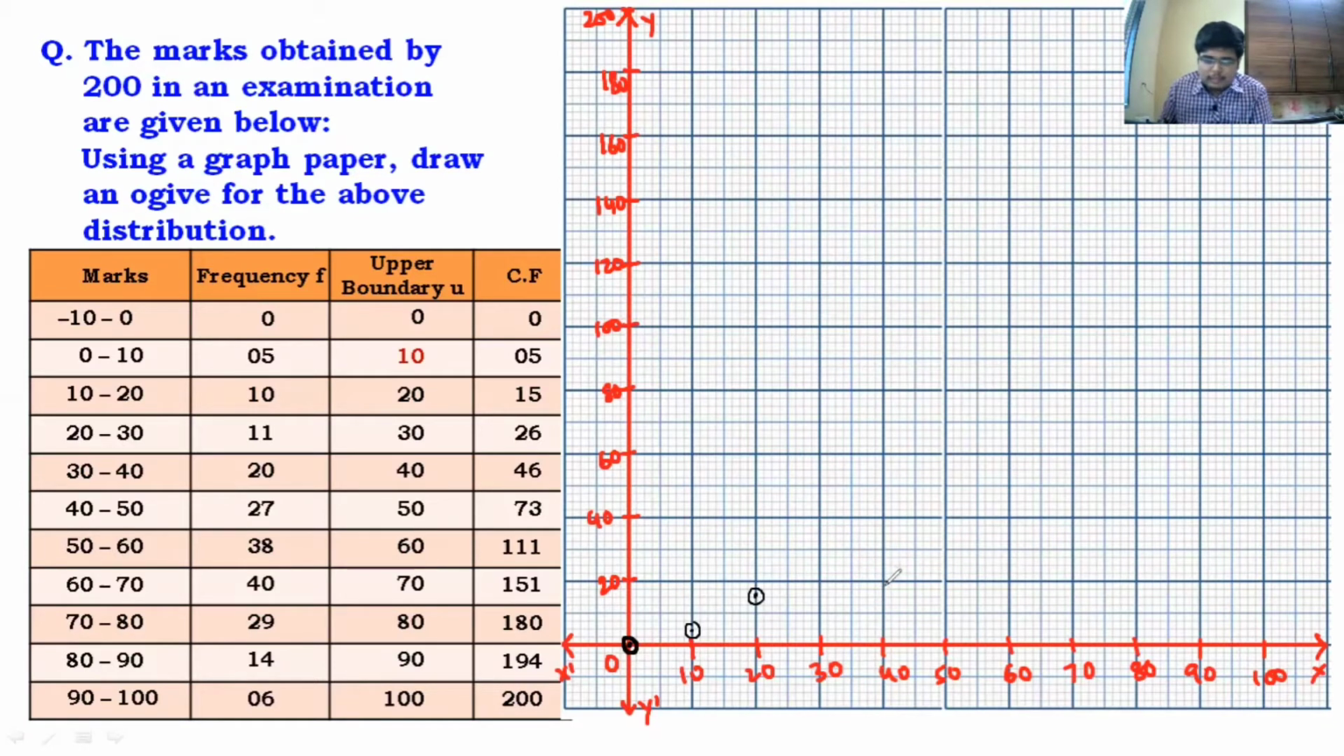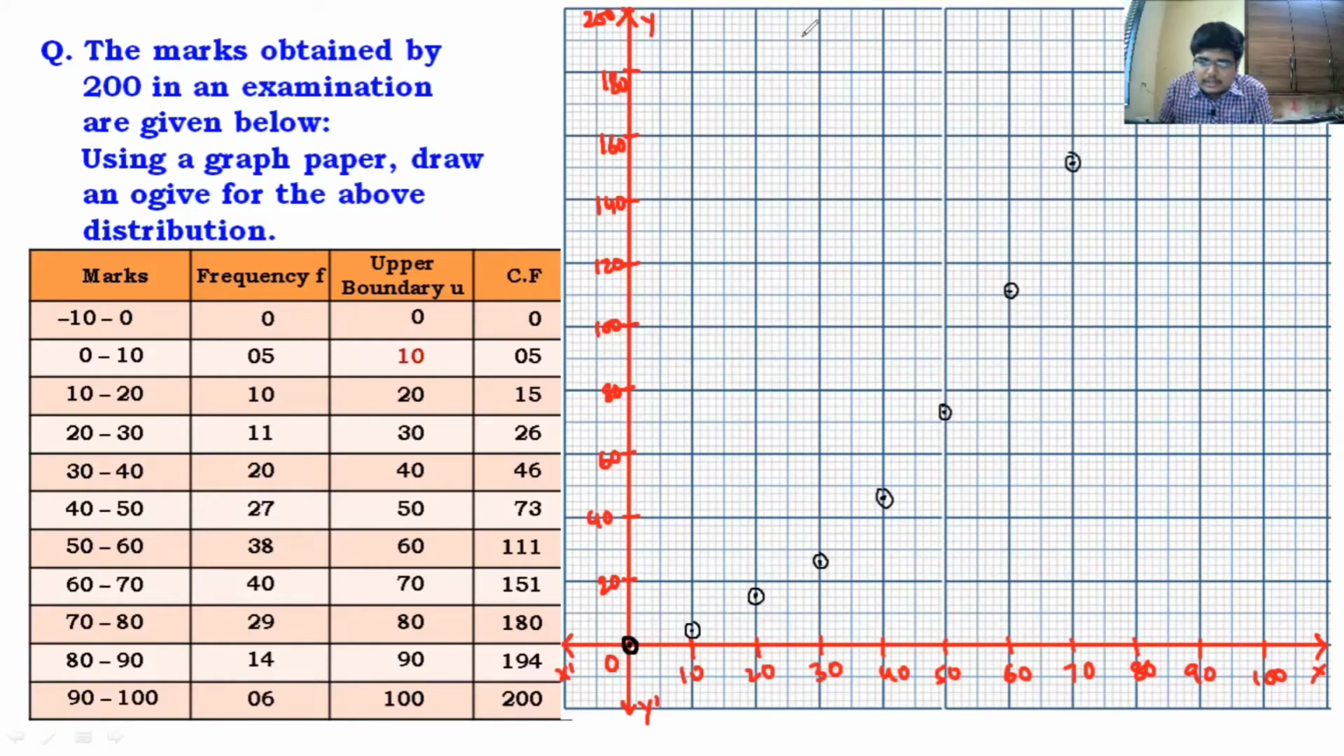All right, I hope you guys have paused the video and finished this. I'll just plot them quickly. 30, 26. So it is between 20 and 30. The next is 40, 46. It is between 40 and 50. The next is 50, 73. So 73 will be between 70 and 80. Next, 60, 111. So 111 is just a little bit above 110. Next is 70, 151. So 151 will be just a little bit over 150.